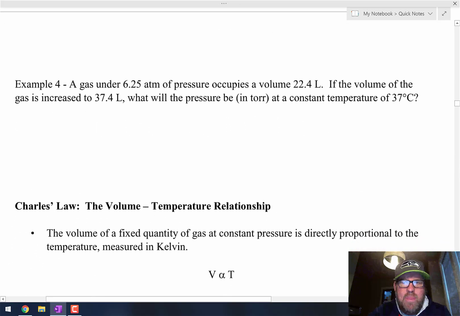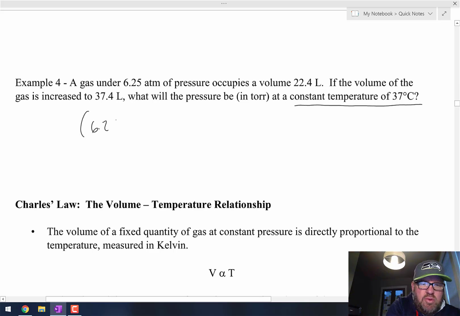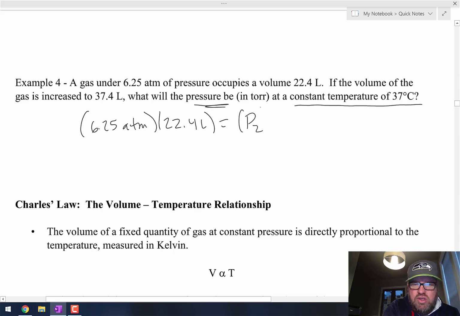Okay, last one. A gas under 6.25 atmospheres of pressure occupies a volume of 22.4 liters. If the volume is increased to 37.4 liters, what will the pressure be in torr at a constant temperature? So again, there's our constant temperature. So our initial pressure, 6.25 ATM. Our initial volume, 22.4 liters. The pressure is what they're asking us for, so P2 is what we're looking for. And then our final volume is 37.4 liters.